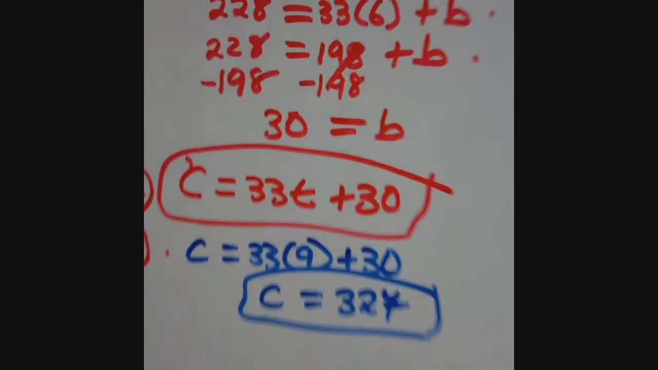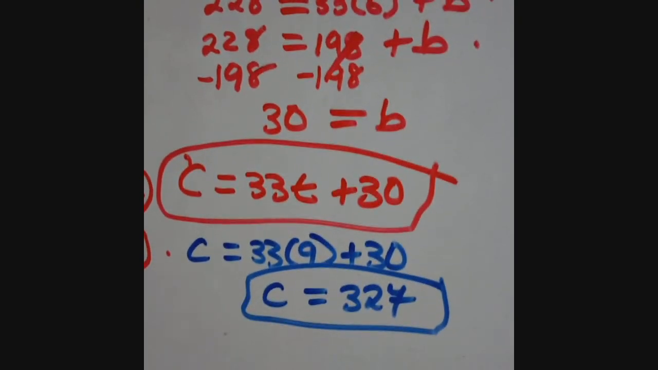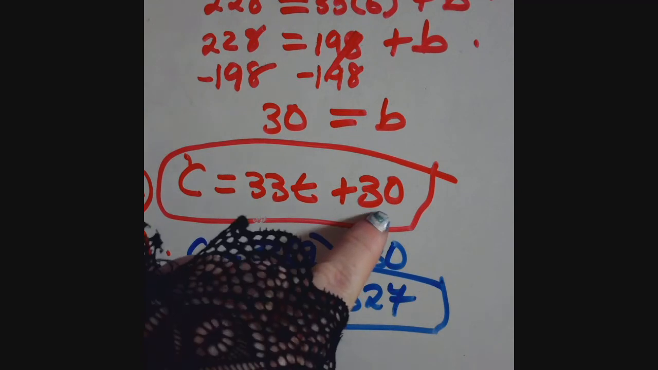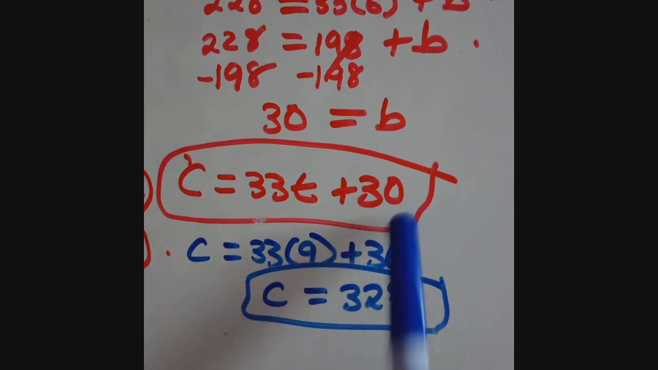If they ask you for 10 months, you would put 10. If they ask you for 11 months, you'd just plug in 11. So once you have the equation figured out, you know the rate of change and you know the initial cost, the B and the M, the slope. Then you can answer anything that they're going to ask you. And these are very common word problems that you're going to get in algebra.